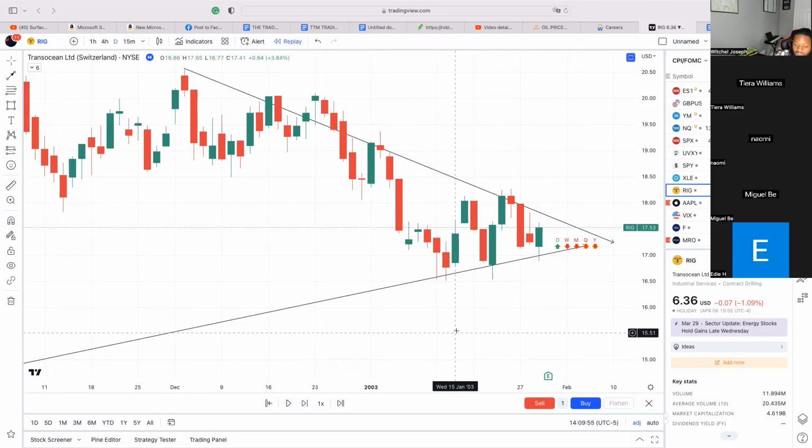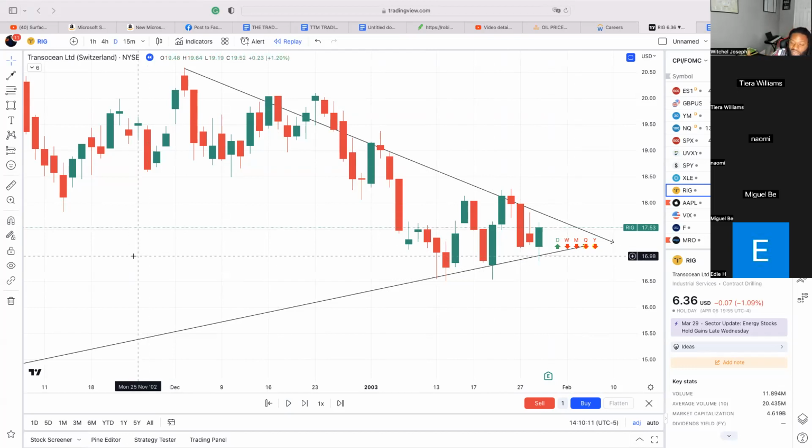Okay, so look, you guys see that right there? This is what happened the next day. It bounced off this line. So to me, it's showing me it's already reacting off of this line. That means one thing I know, there's buyers right here.